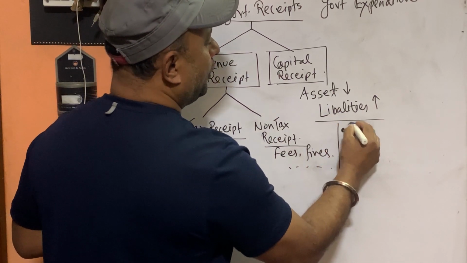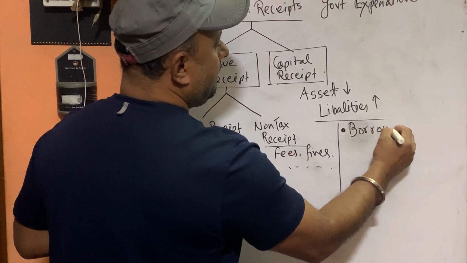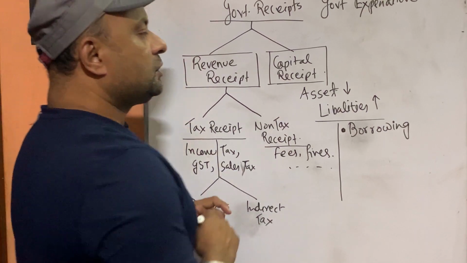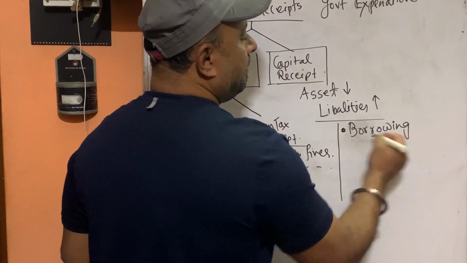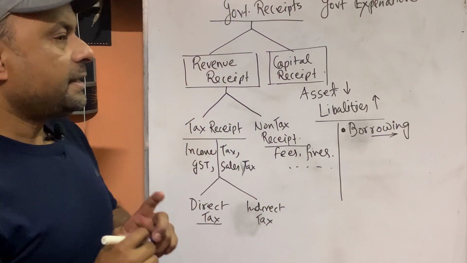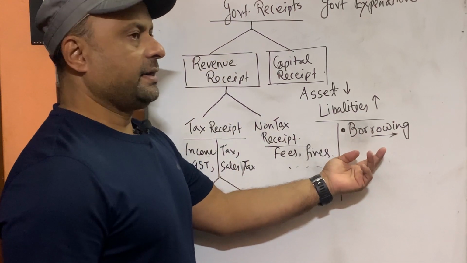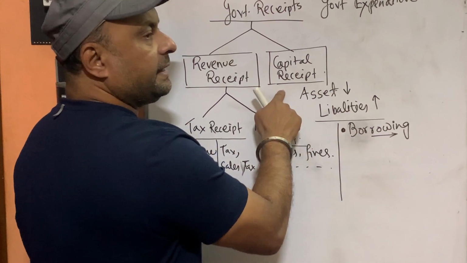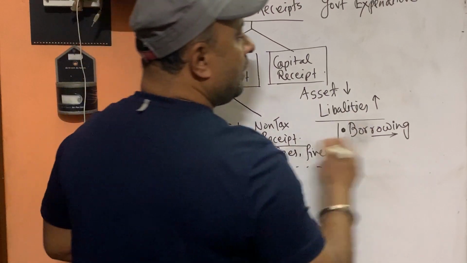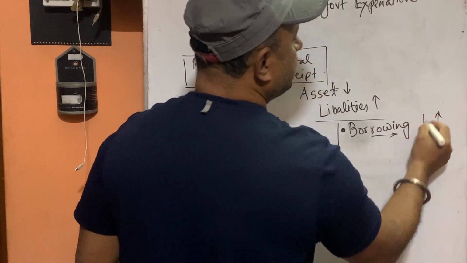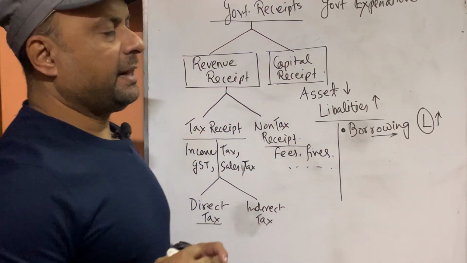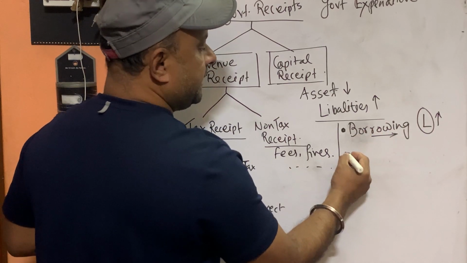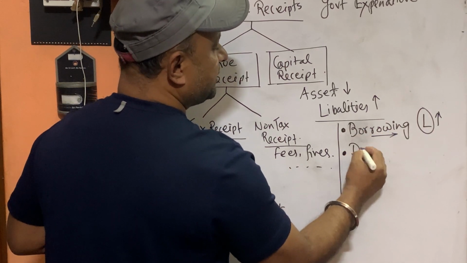One is borrowing. Borrowing means those receipts which government borrows from outside, maybe inside the country or from outside the country, to raise the fund, to finance the budget. So in case of borrowing, government gets income no doubt, but government's liability increases because government has to return the money. So this is one kind of capital receipt. Here liability increases. Second capital receipt is disinvestment.